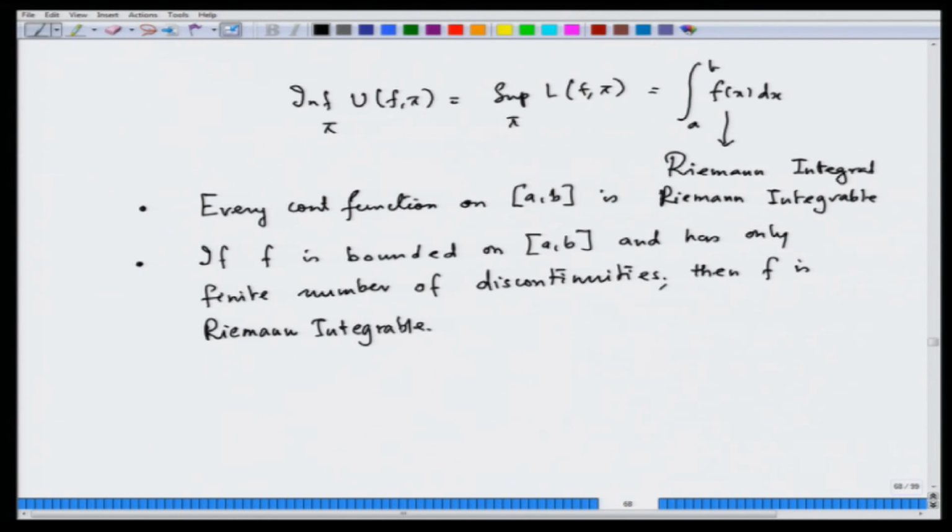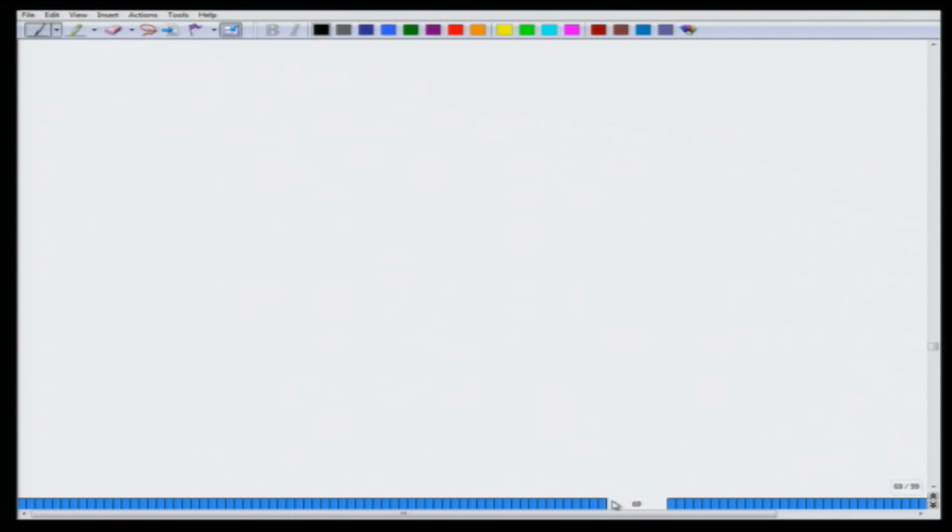Is there any function that is bounded but not Riemann integrable? This function was handed over to Riemann by his thesis supervisor Dirichlet, and this is the famous Dirichlet function we have already spoken about earlier. f(x) is equal to 1 when x is rational, that is x is in the set Q, and is equal to 0 when x is not a rational number, when it is an irrational number.